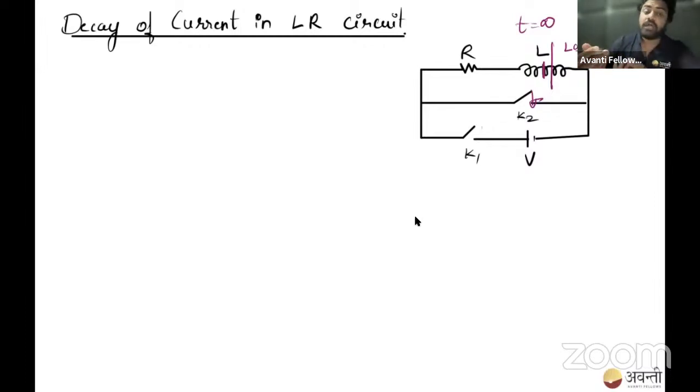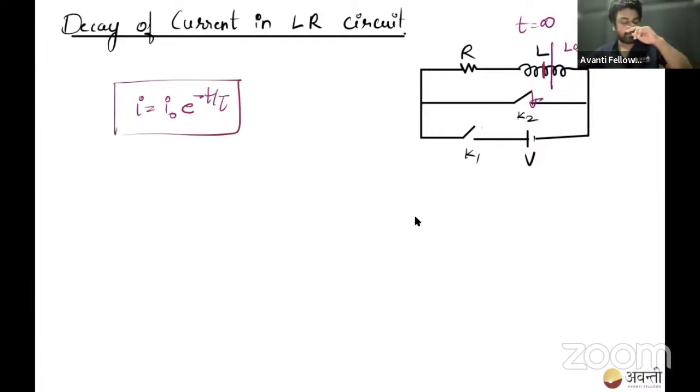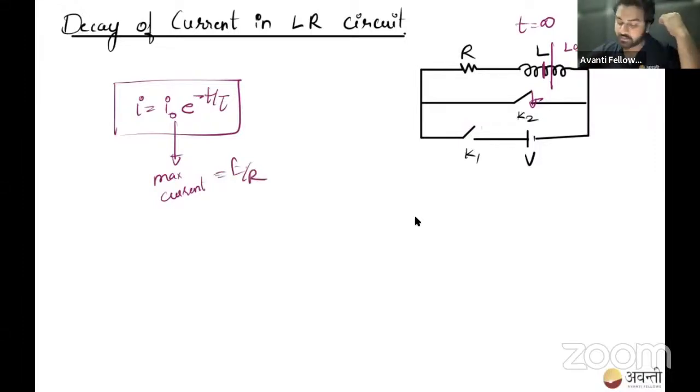That current is also decaying with an exponential formula, which is I is equal to I naught e to the power minus t by tau. Please note it. This is the current decay formula, where I naught is the maximum current, that is E by R. Chalo. Let's quickly move to another topic. Just write the formula. Derivation is not required for this.